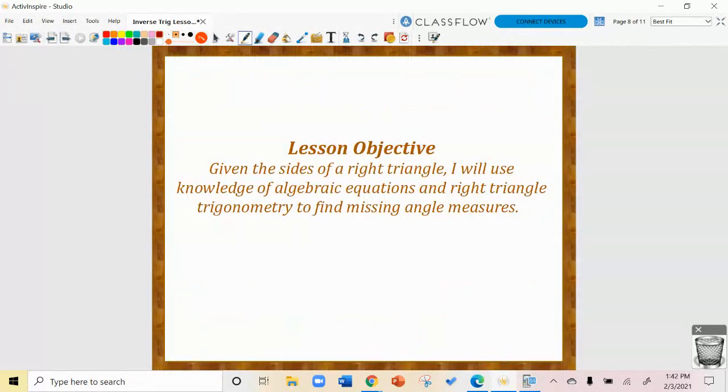So what we did in this lesson was we did some review, but we tied in what we know about algebraic equations and solving equations that you guys have really mastered and refined over the years in order to determine how to find missing angles, right? And so at this point, we know not only how to solve for missing sides, but also for missing angles.